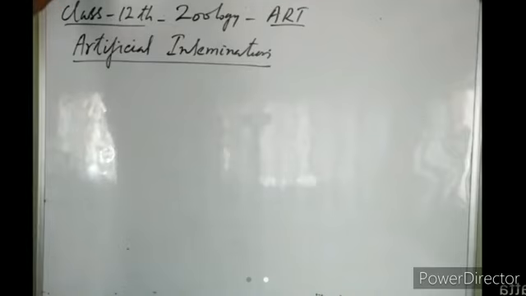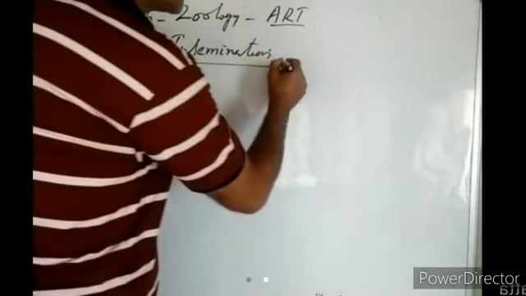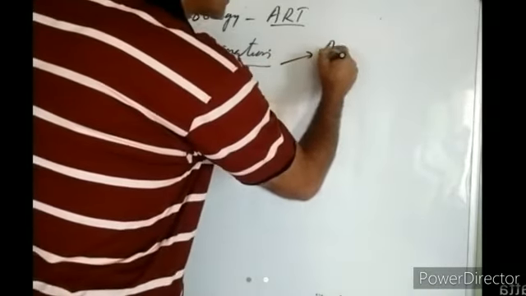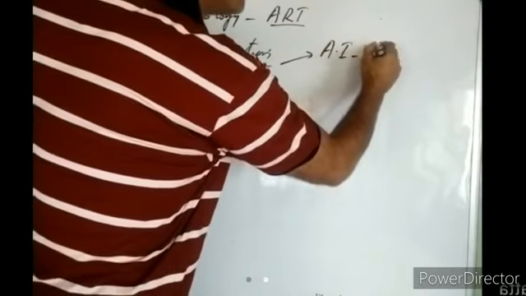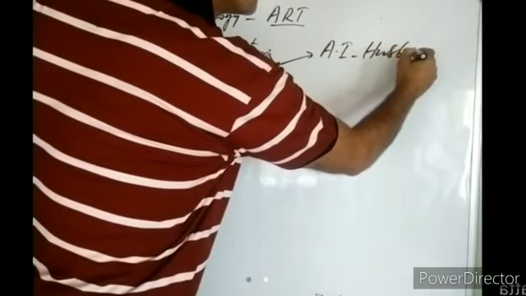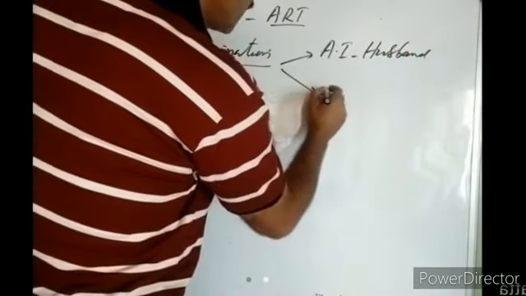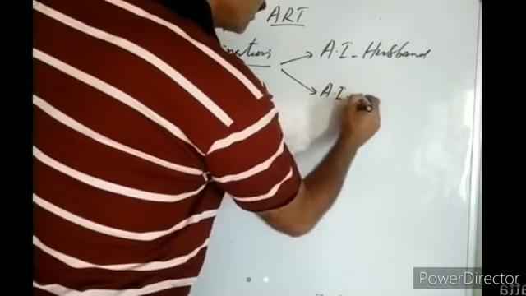So why do we require this artificial insemination? Because sometimes males or females may be having some problem with the natural insemination process, or they may be having some infertility, right? So artificial insemination is of two types. One is known as artificial insemination husband. Another is known as artificial insemination donor.